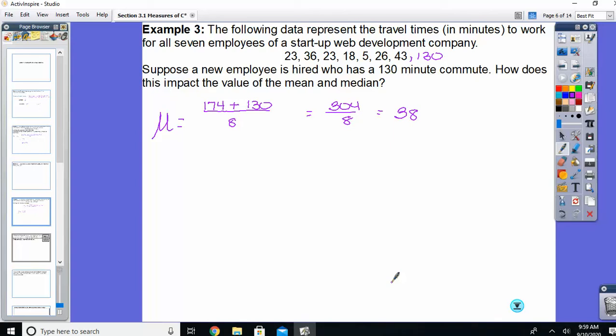So what happened to my mean? What was it before? Example 1, what was the mean? 24.9. What happened to it? It went up a lot. Okay, so the mean saw a large increase.